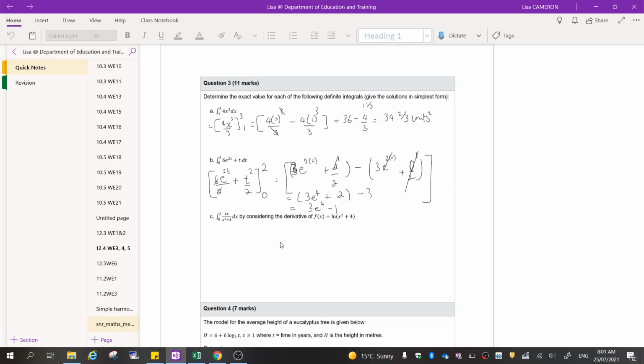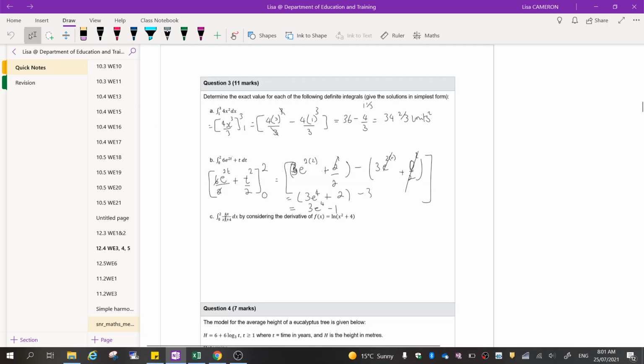Okay, so our first trick for this is we want to integrate this by considering the derivative of that. So let's take the derivative of it and just see what happens. If I derive this, the derivative is 2x divided by the original that was there, x squared plus 4. So you can see here that this is the same as this. The only difference is that the numerator was multiplied by 2.